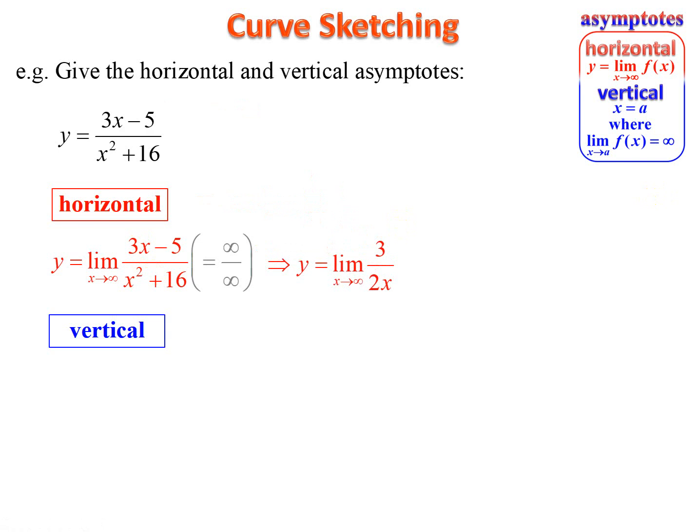Now, hopefully you'll remember that any constant over x tends to naught as x tends to infinity. So in fact, here we go. You could use L'Hopital's rule. No, you can't use L'Hopital's rule because it's not indeterminate any longer. We don't have infinity over infinity. We have a constant over infinity, which tends to 0. There we are. Y tends to 0. No vertical asymptote. Have a look. You cannot make that 0, so you cannot make this tend to infinity.